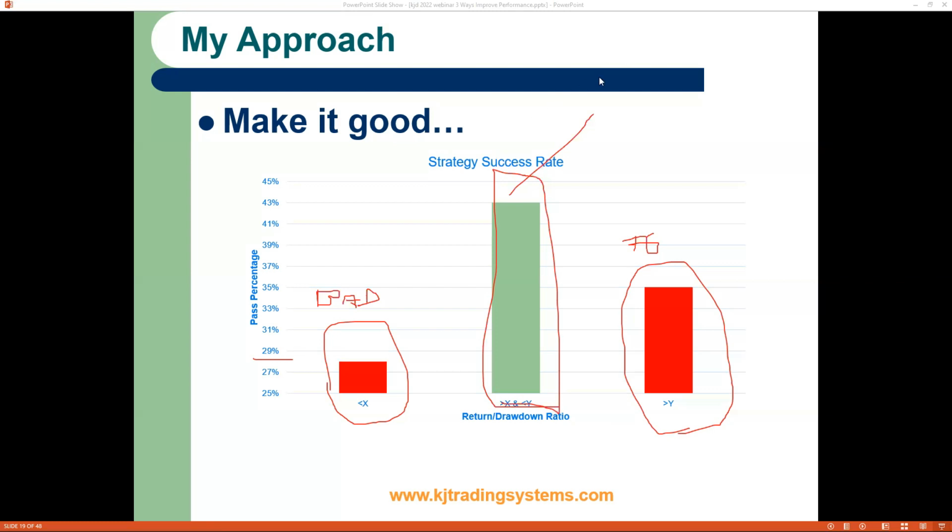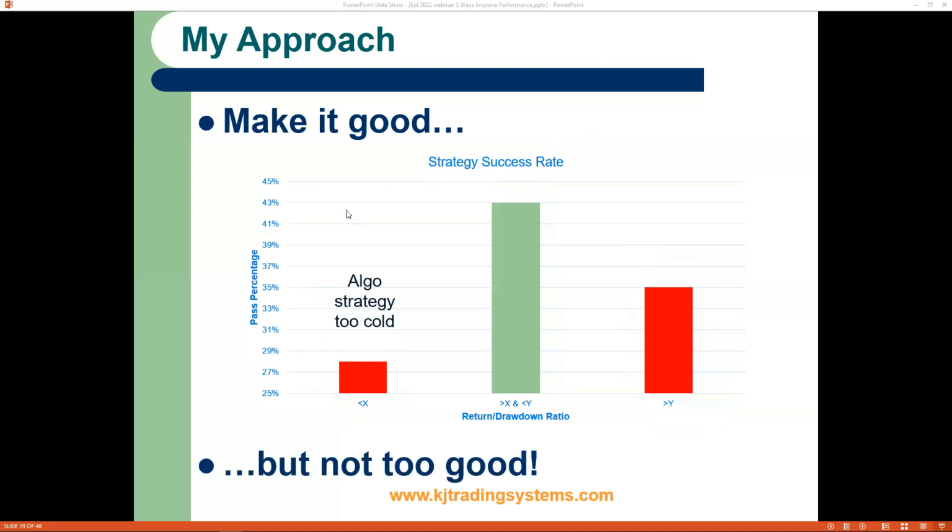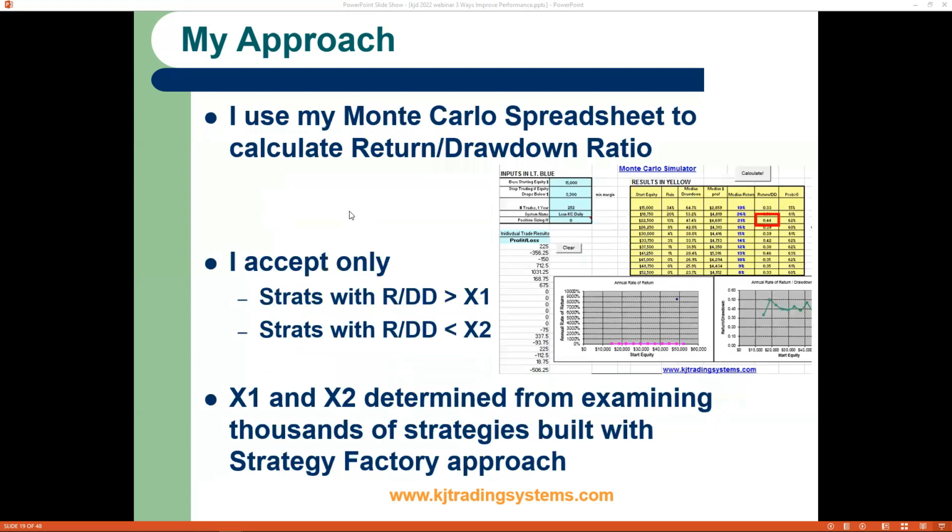So you might say, well, what's X and Y? Tell me what X and Y is. Okay. Get to that in a second. So somebody once said, hey, this is like Goldilocks and the Three Bears, where this porridge is too cold, this strategy is too hot, but this strategy is just right. And that's where you want to be, right in that middle. Okay.